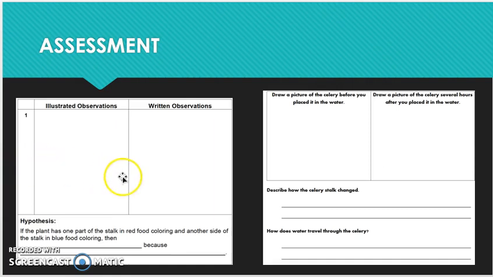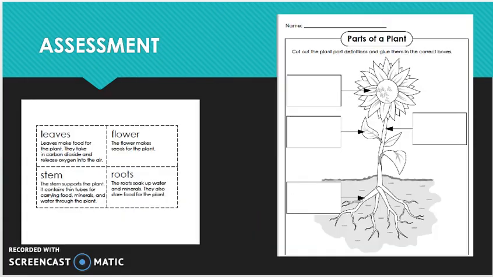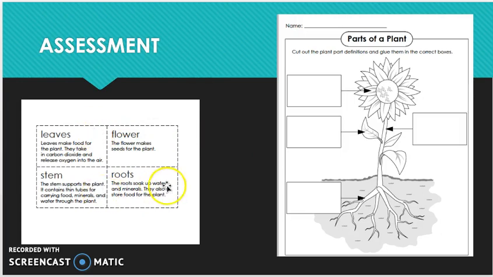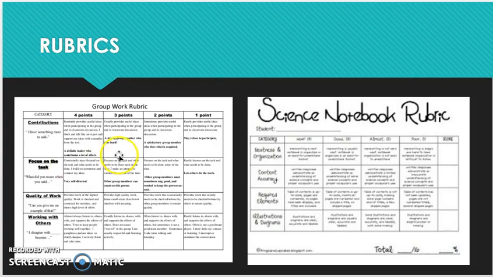So these are the forms that I use to assess my children. This was the ultimate assessment, where after we did everything, they had to cut and paste the part of the plant and put it onto the plant and tell what each part of the plant actually does. The rubrics: they had a group work rubric where they grade themselves, and then a science notebook rubric, which I use to grade their journal entries.